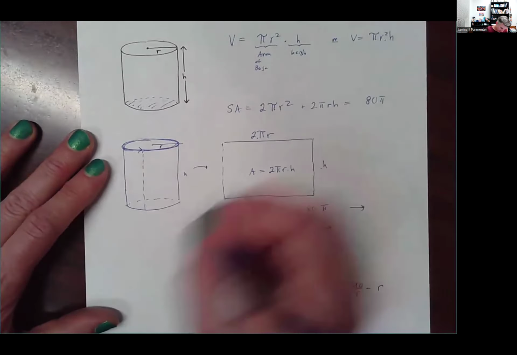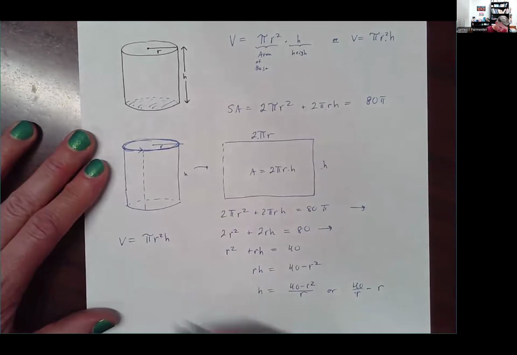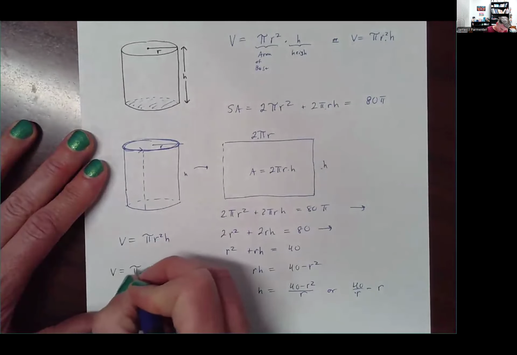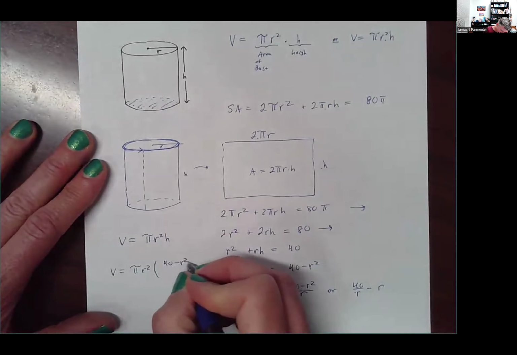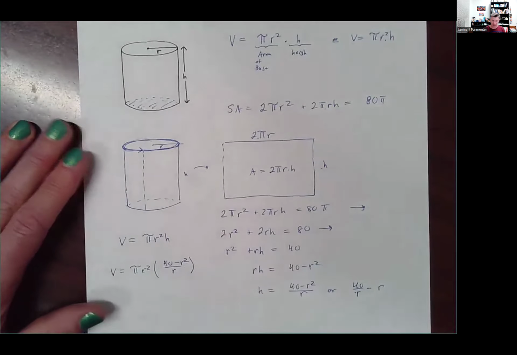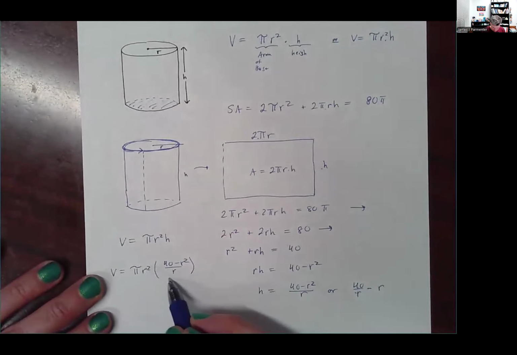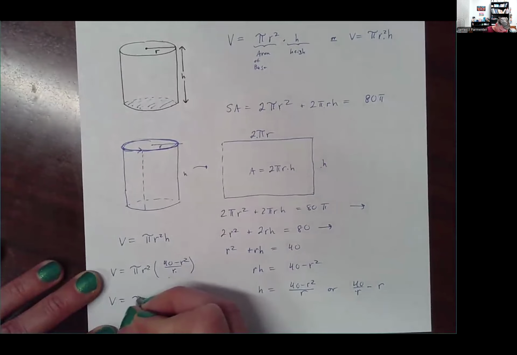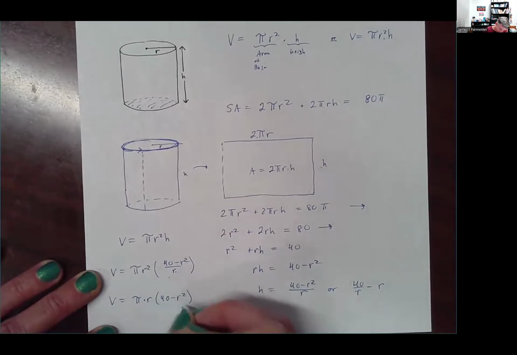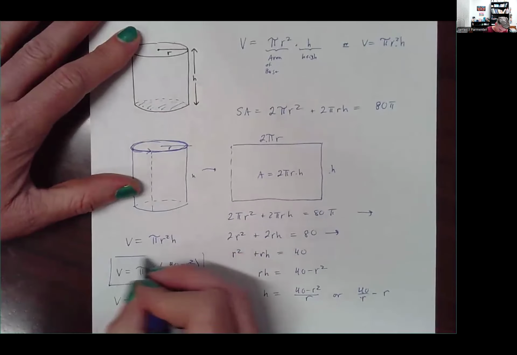So then volume, which was pi r squared times h, is now going to be pi times r squared times 40 minus r squared over r. I do kind of like writing it this way, because I could cancel an r here and there and get volume equal to pi times r times 40 minus r squared. Cool. So either one of these would be totally acceptable.